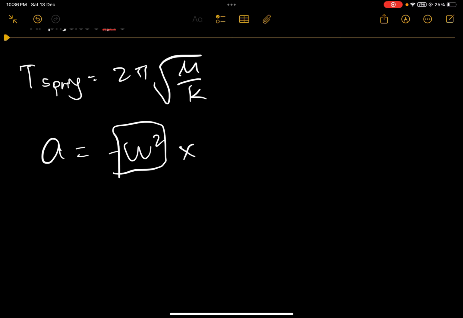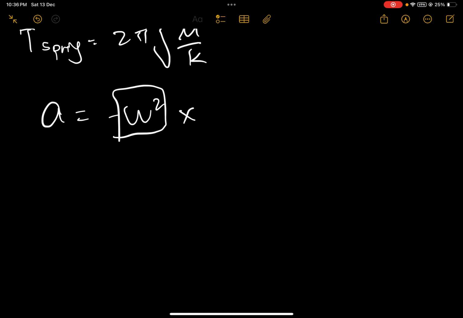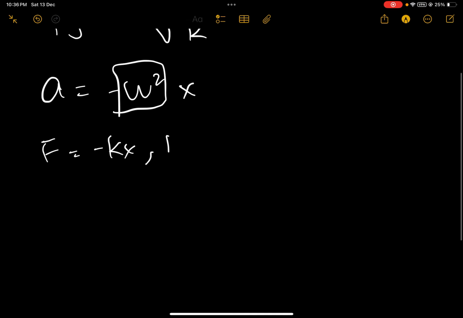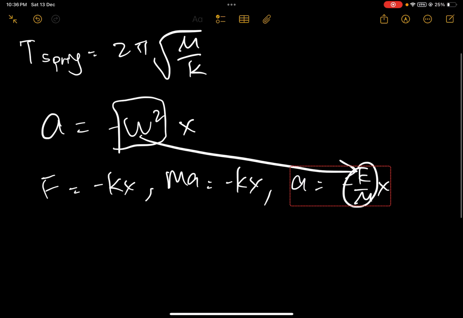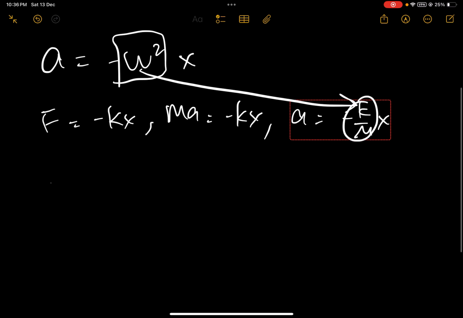You get this, and then if you go into Hooke's law, we get F equals negative kx. Hence, ma is negative kx, so a is negative k over m times x. And you realize that this corresponds to this, right? So that's how we derive the period equation, but I just want to make sure you understand this. So we have k over m.